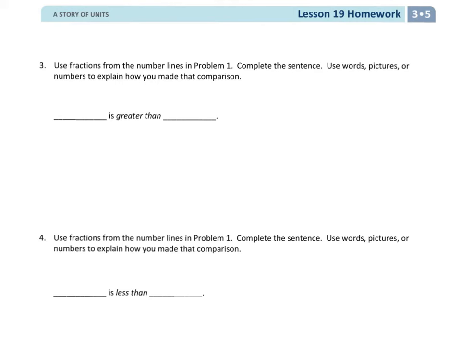So I'm going to pick a fraction, and I'll do 4/3 is greater than 3/3. And how do I know that 4/3 is greater than 3/3? I know this because 4/3 is further to the right on the number line. And there's my statement right there. 4/3 is greater than 3/3 because 4/3 is further to the right on the number line.